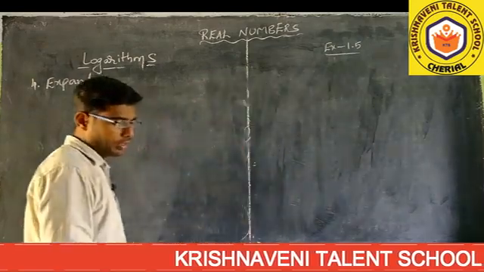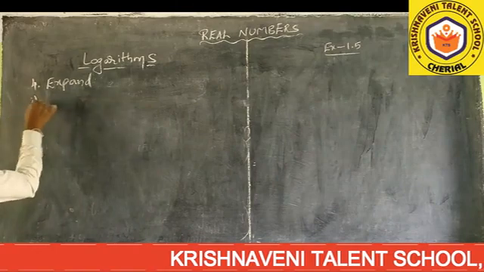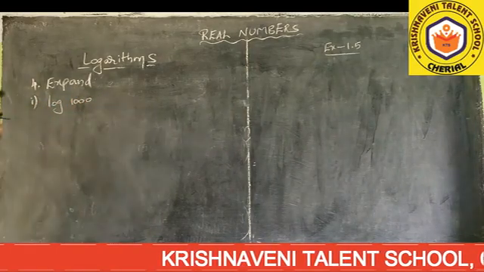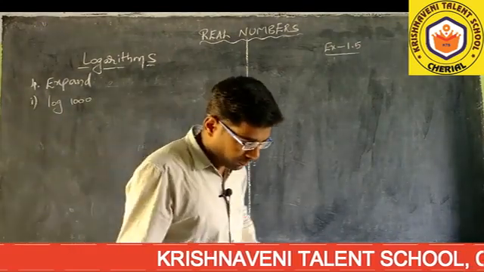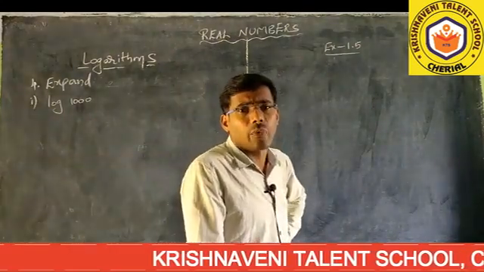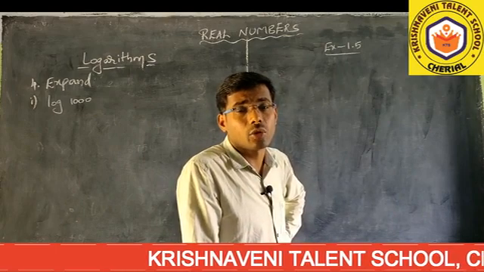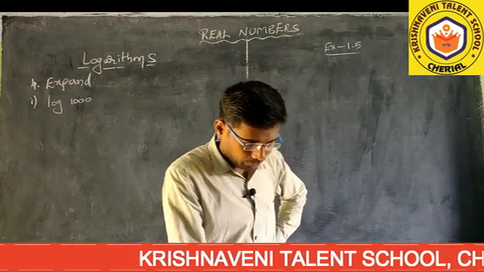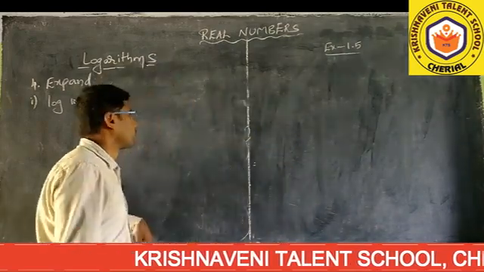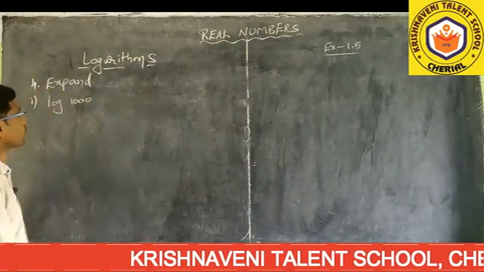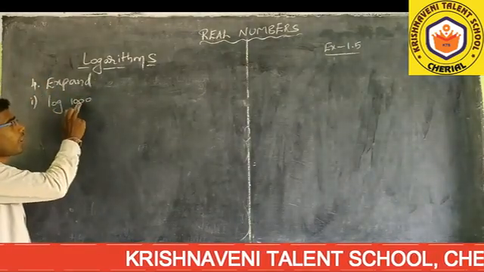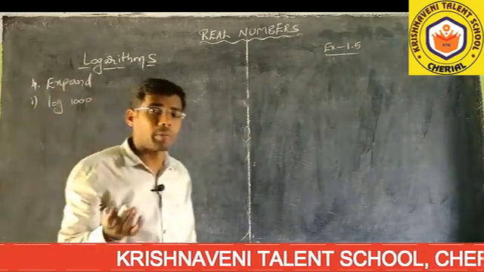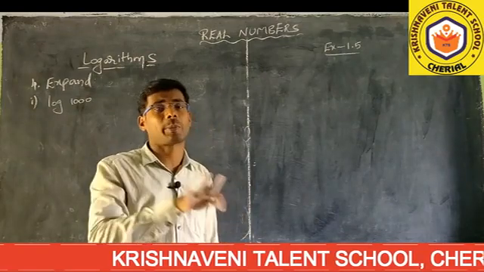Here is the problem: expand the following, log 1000. Here he is not asking to find its value. He is asking to expand this one. He is asking to expand, not to find its value. Remember, finding its value is different and expanding is different.